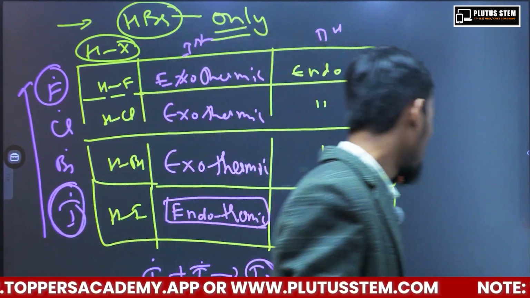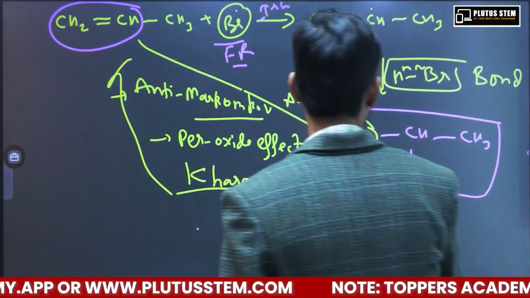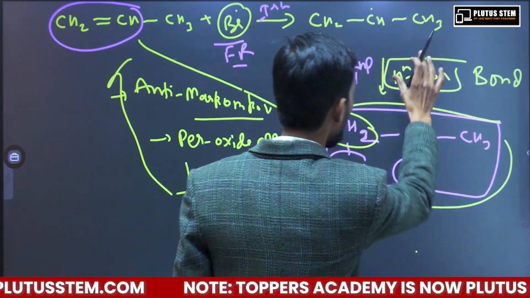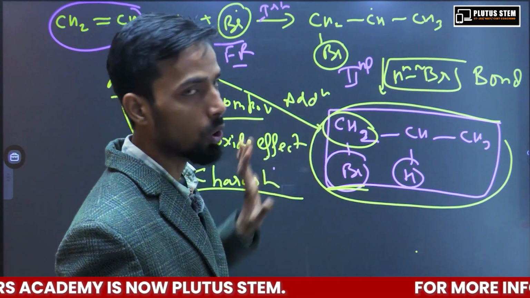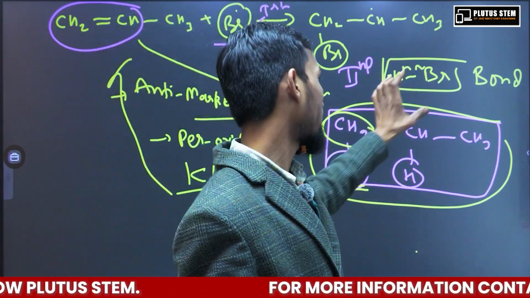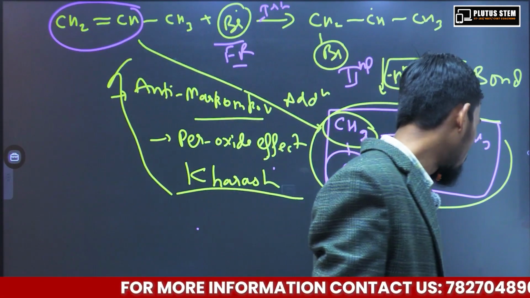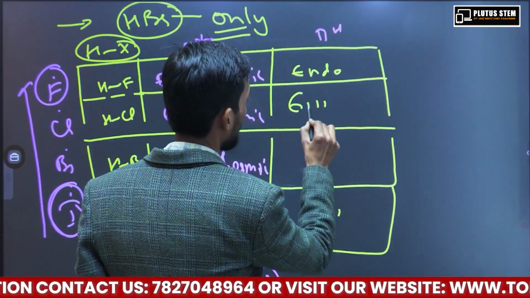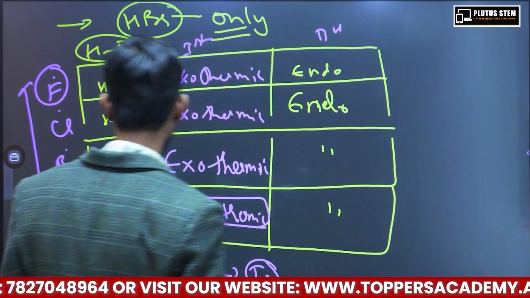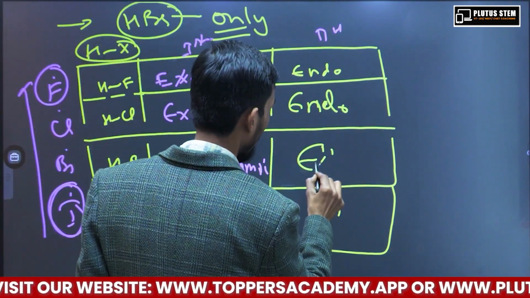Clear or not? But one more thing you need to understand over here: in the whole process, one bond is broken, another bond is forming. This is breaking, but this is forming. So for that reason, we know the starting two reactions are endothermic. The last two are exothermic.